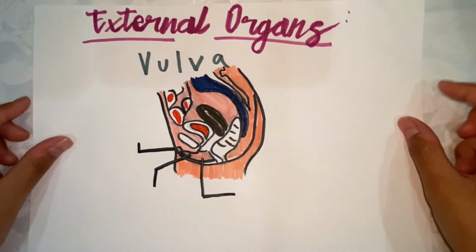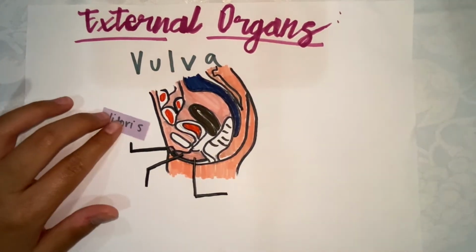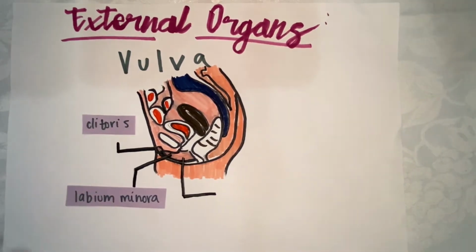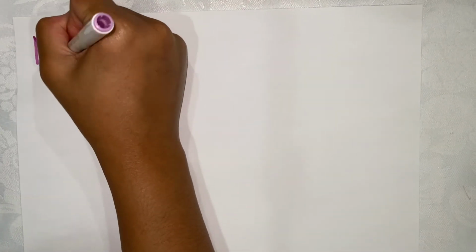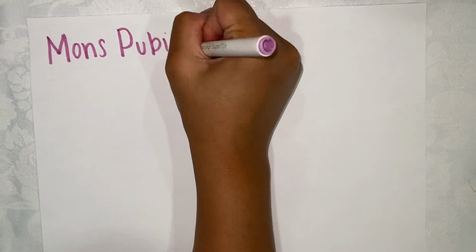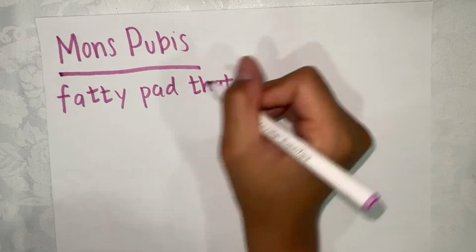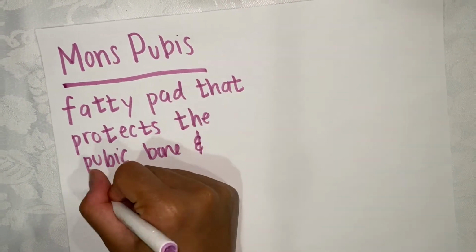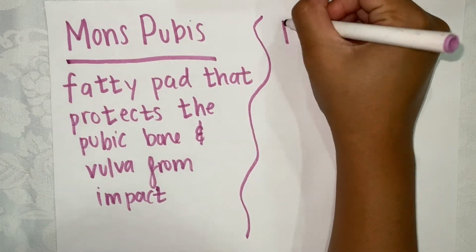So to start things off, we'll be talking about the external organs, which includes the vulva, and parts of the vulva are the clitoris, the labia minora, and the labia majora. Furthermore, another part of the vulva includes the mons pubis, and basically that's this protective fatty pad that lies above the pubic bone that protects the pubic bone and the vulva from any impact during things such as sexual reproduction.